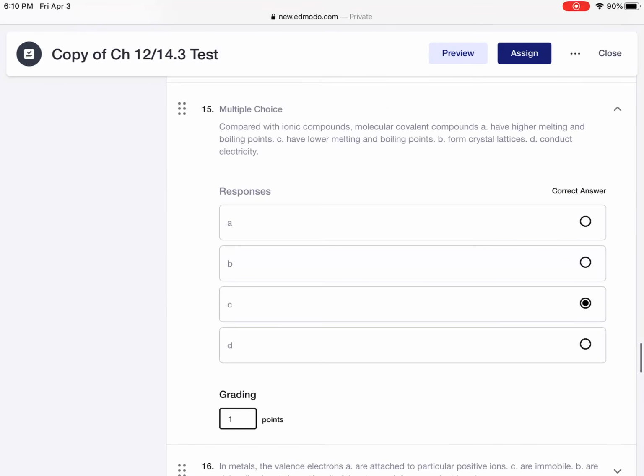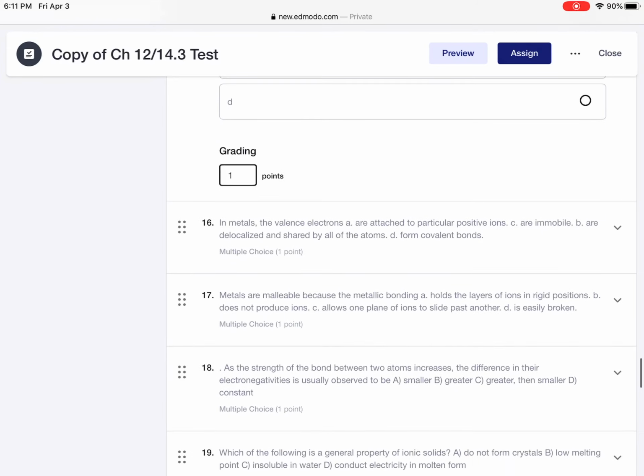Number 15. Compared with ionic, molecular covalent compounds have a higher melting and boiling point, or have a lower melting and boiling point. All right, ionic compounds tend to have higher melting points because of all that Coulombic attraction. They do form crystal lattices, but they're saying compare ionic with covalent. So I would have to say that C is the better answer, even though B is not untrue.